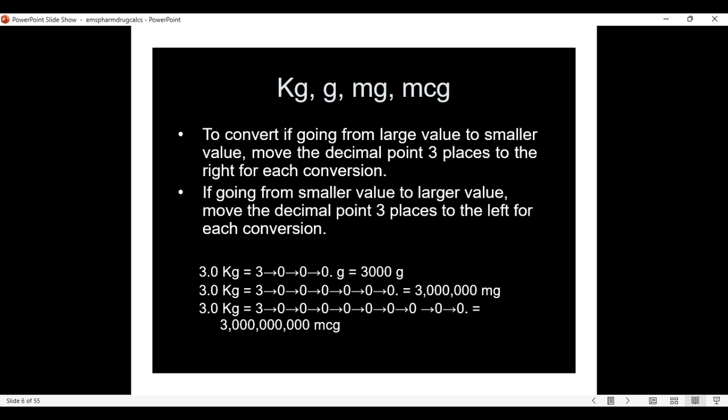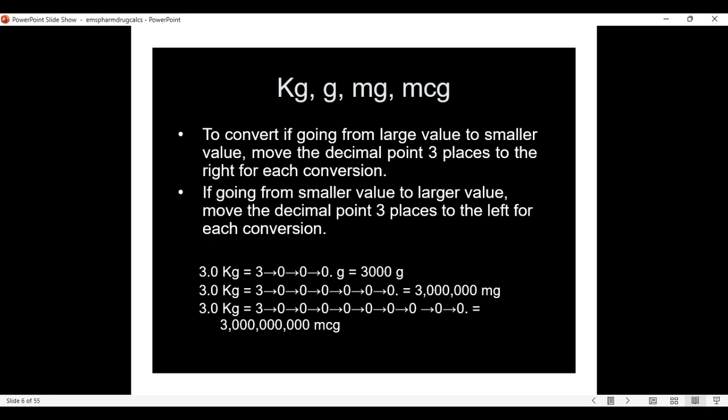So we're converting weights or kilograms. If we convert from a larger value to a smaller, we'll just move the decimal point 3 places. And vice versa, going larger. If it's a smaller value to a larger, we're going to move it to the left. So example here, they have 3 kilograms. And in order to get to grams, that's one conversion smaller. So we're going to move the decimal point over 3 spots. So 3 kilograms would equal 3,000 grams.